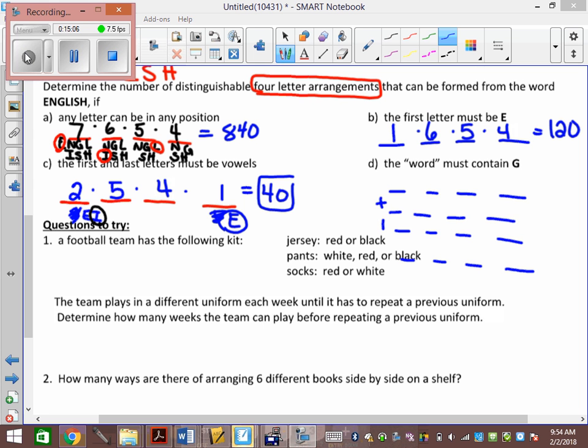And I said or in between them, so I have to add them. You'll notice soon that if this is a G, there's one option then, 6, 5, 4, or this could be a G, or this could be a G, or this could be a G. How could I write this easier? They're all the exact same numbers, right? So I could just go one case times 4. So it's 120 times 4, so it's 480.